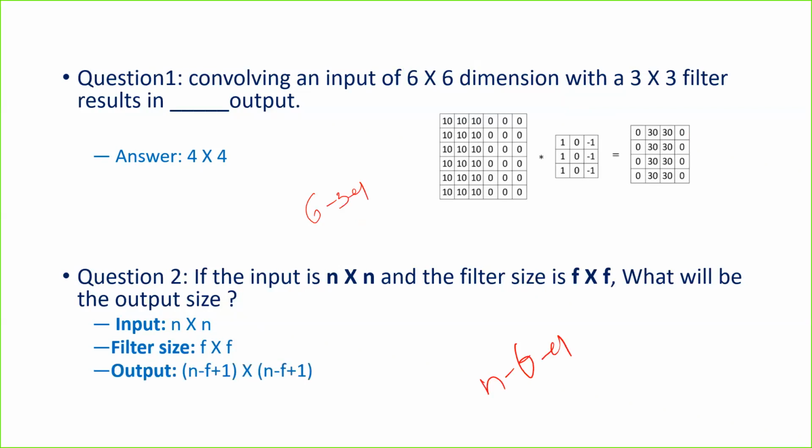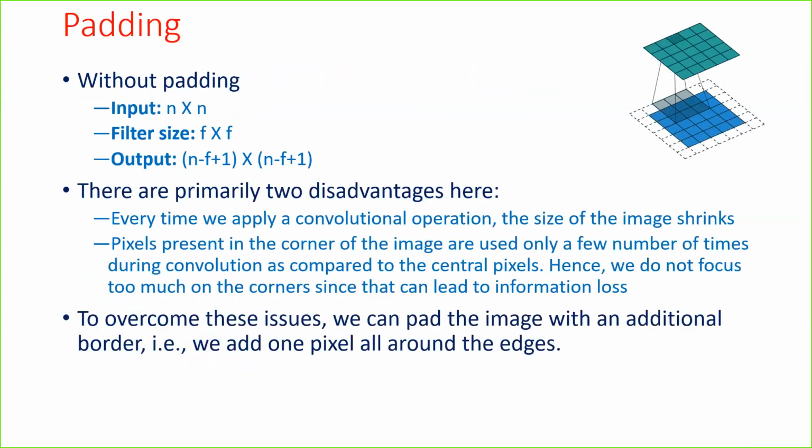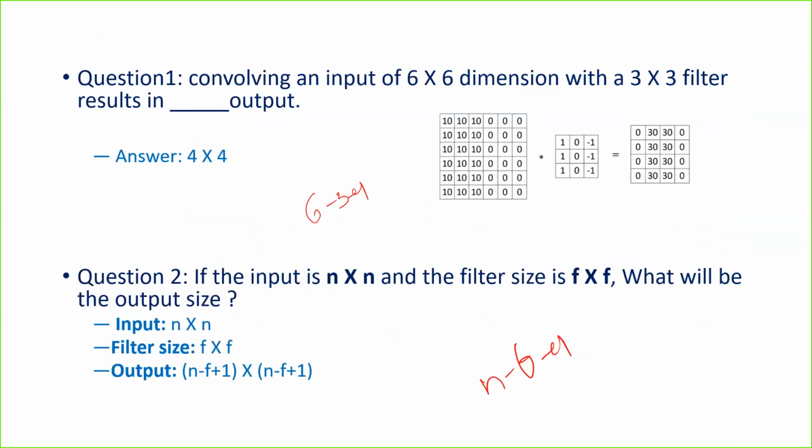Fine. So whatever we have seen so far is without padding. Without padding means we are not adding any additional border. We are taking the original image as it is and then applying the convolutional operation. So what is the problem if I don't apply padding? If you apply a 3 by 3 filter on a 6 by 6 image, you get a 4 by 4 image, isn't it? It means the size of the image is shrinking.